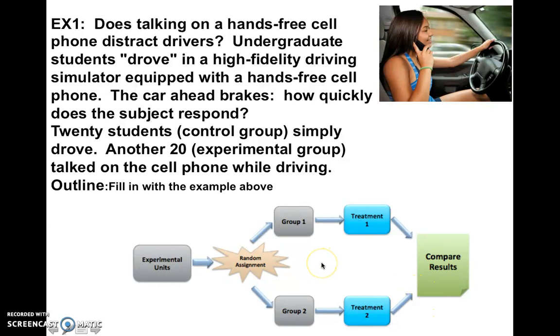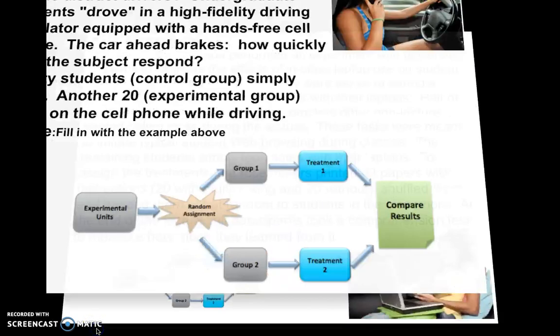And so that's simply what an experimental outline looks like. So now you're going to try a couple on your own. And some of these you actually do have to do the random assignment, and I will explain how to do that when we get there.